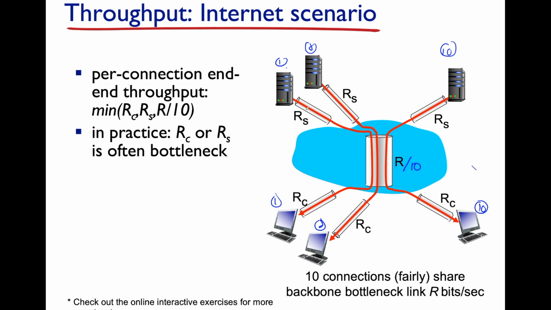You have R sub S is the bandwidth for each server, R sub C is the bandwidth for each client. And so the end-to-end throughput for each connection is going to be whichever of these is smaller, the RS, the RC, or the R over 10. And so in practice, the client and server-side links are often the bottleneck. But you could have a scenario like that if you are using a very unfortunate service provider. But usually the service providers provide so much bandwidth that this doesn't happen. The slowdown, the bottleneck, is typically at the edge, at the client side or the server side.